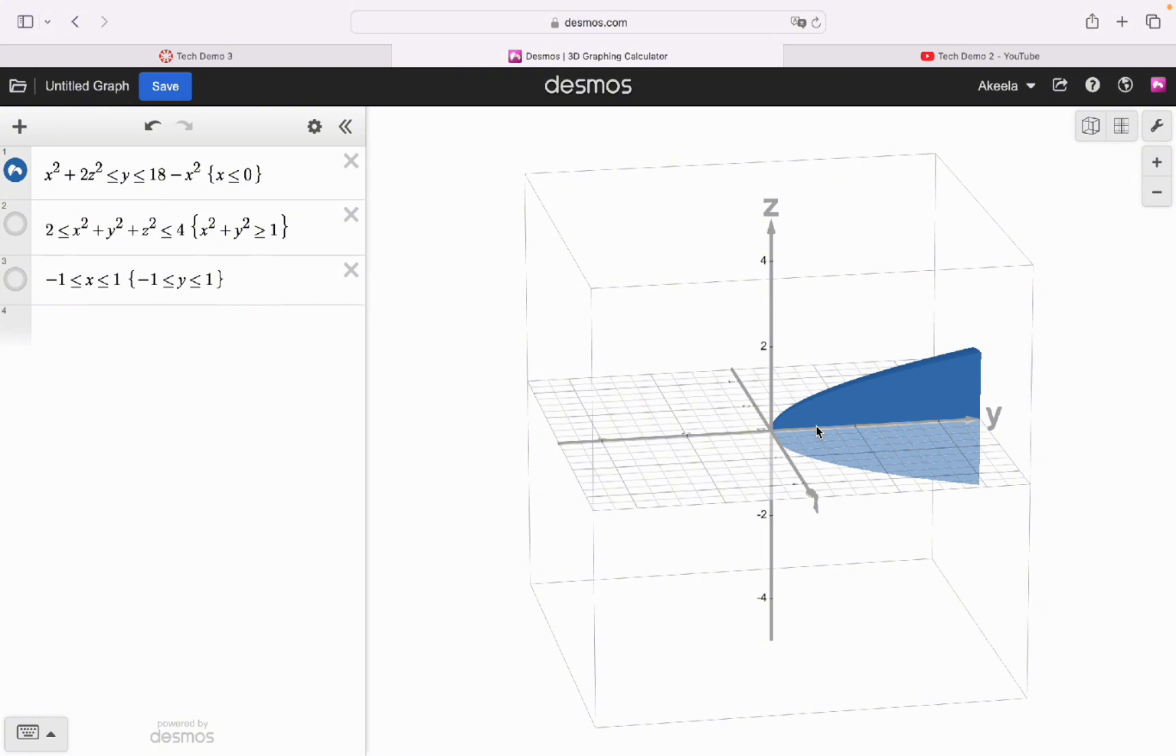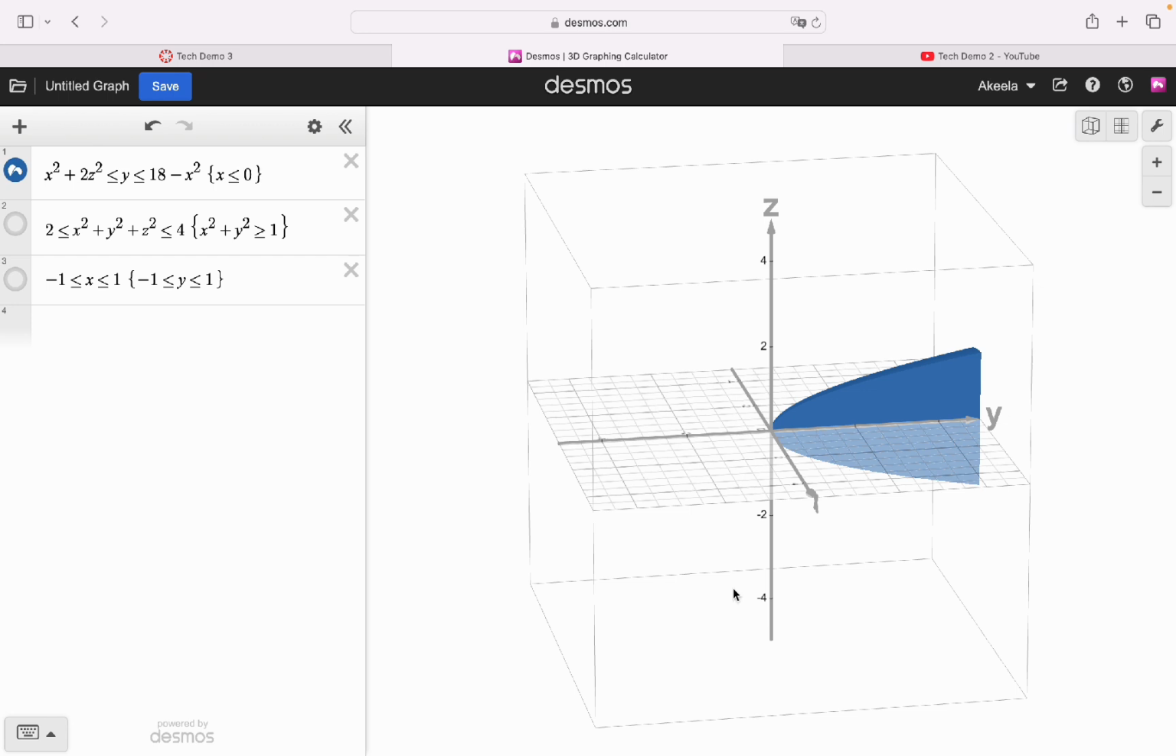Part 2, we were given our point radical 2 is less than or equal to rho, which is less than or equal to 2, and the radius r is greater than or equal to 1. Since Desmos uses Cartesian coordinates, we had to rewrite r as square root of x squared plus y squared and rho as square root of x squared plus y squared plus z squared.